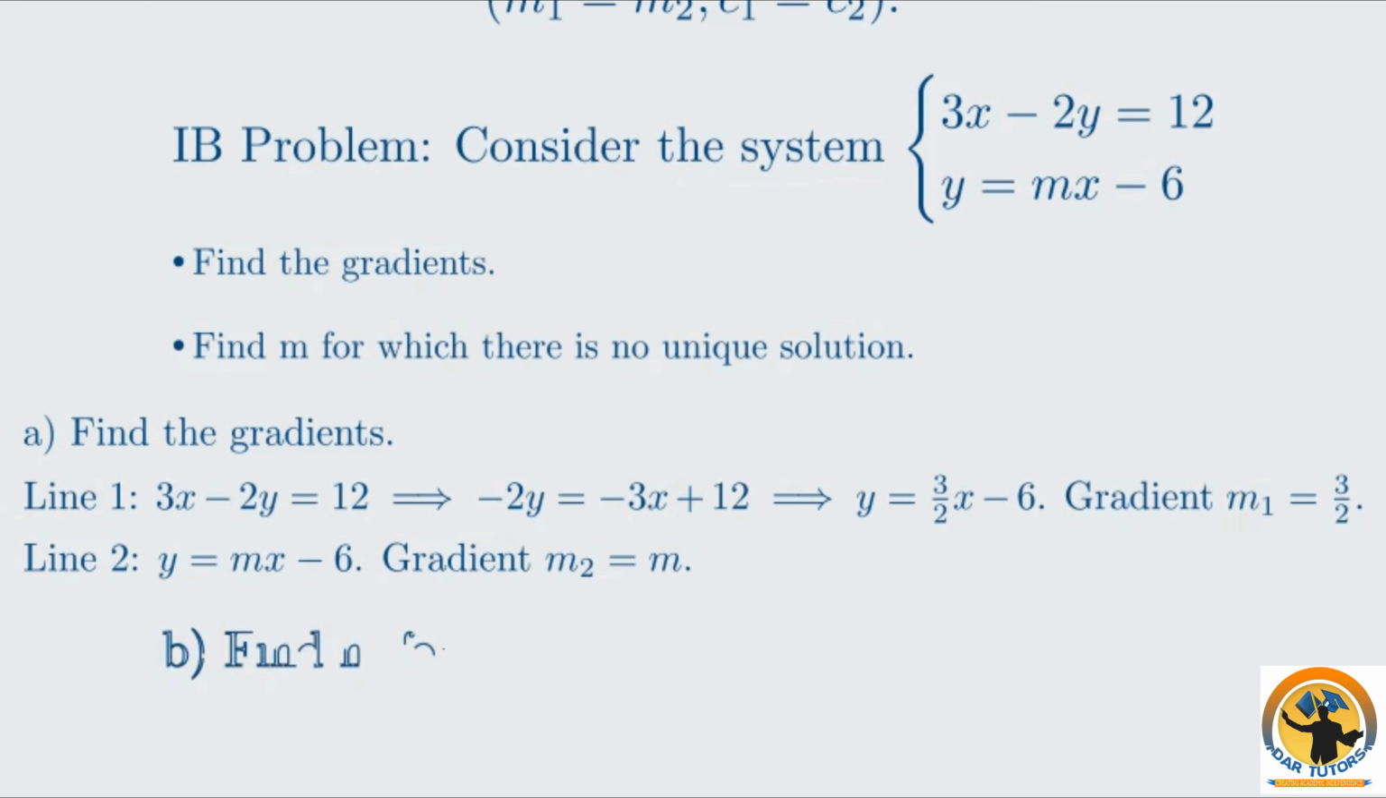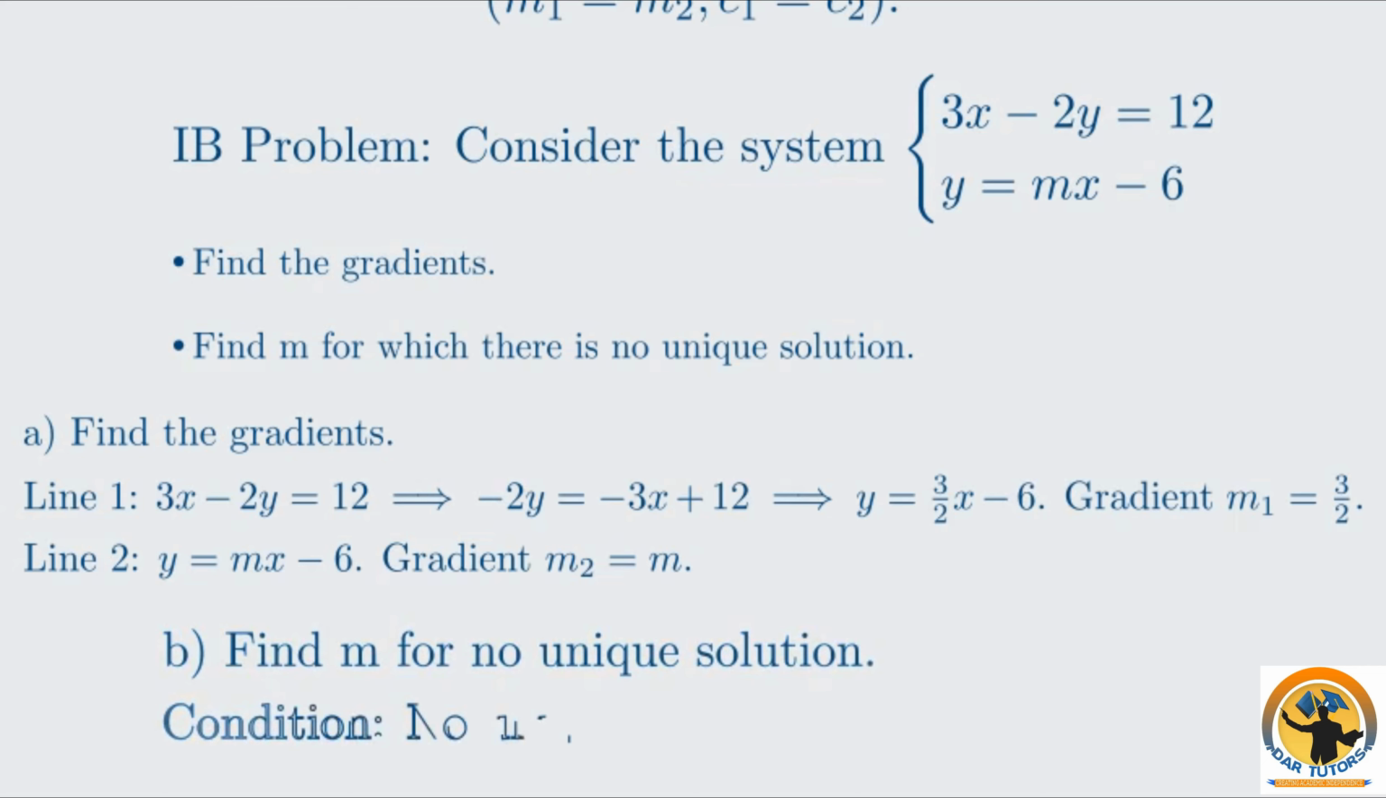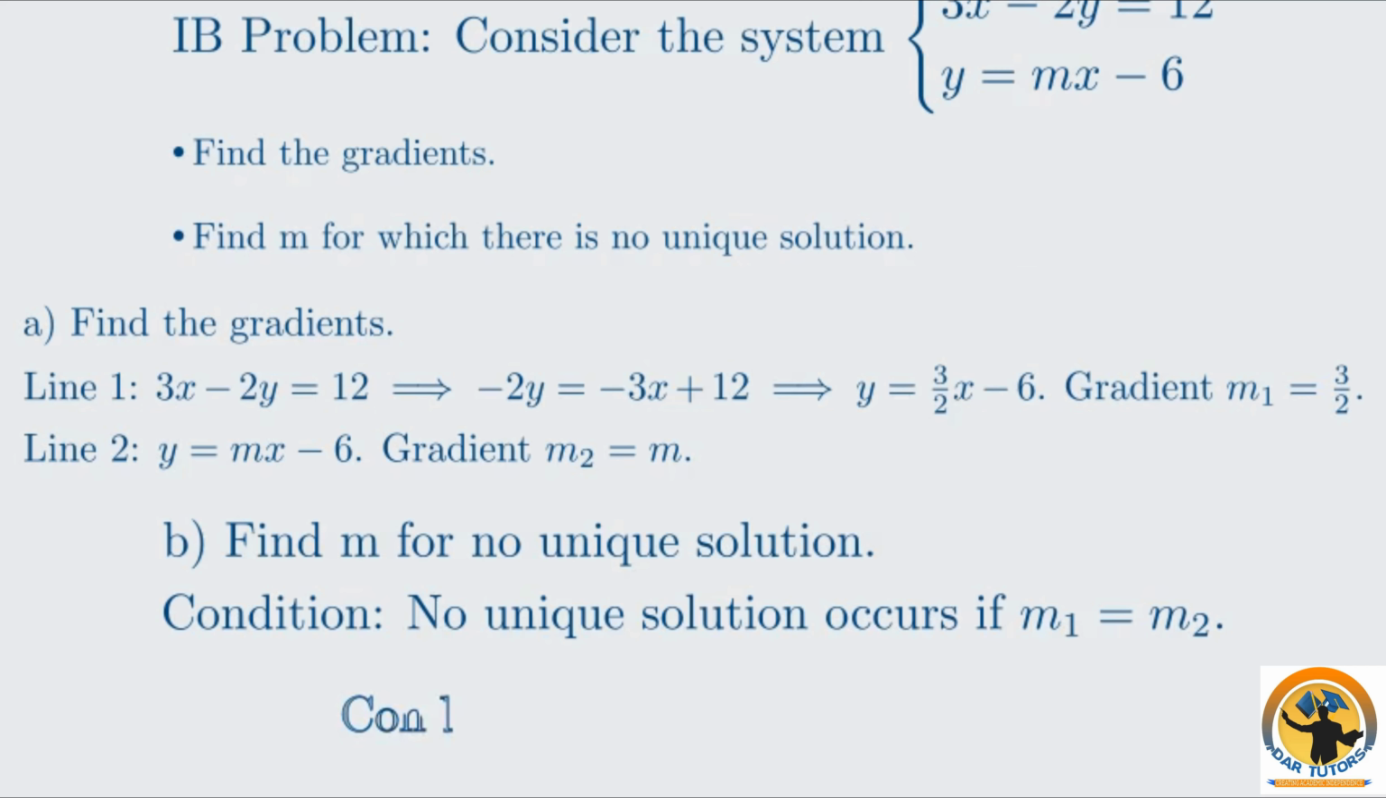Part B asks for the value of m where there is no unique solution. This means we are looking for the no solution or infinitely many solutions case. In both of these cases, the lines must have the same gradient. Therefore, the gradient of the second line, m, must be equal to the gradient of the first line, 3/2. So m equals 3/2.